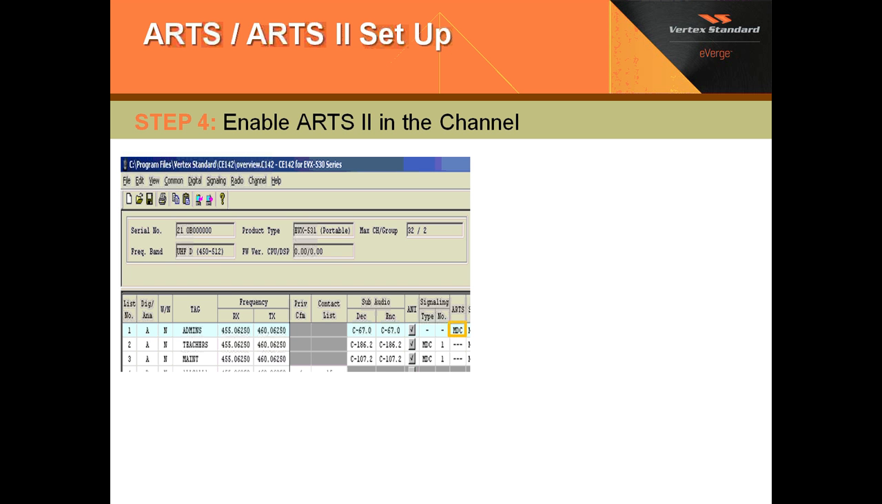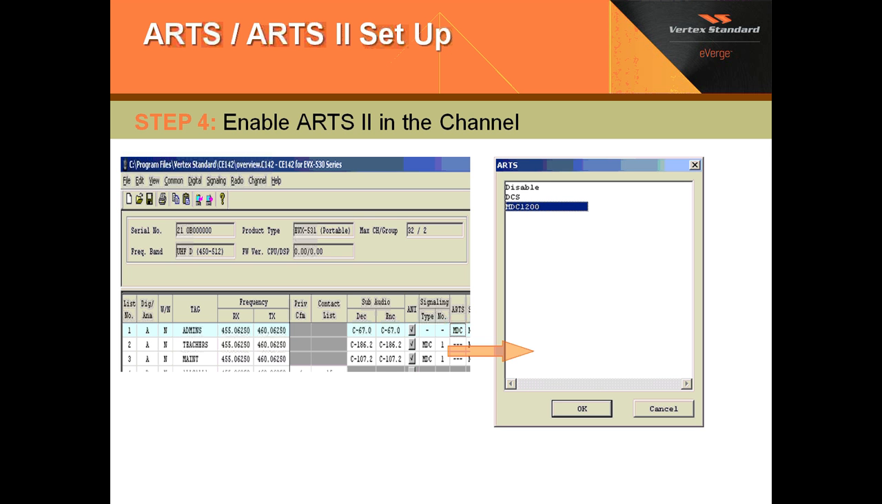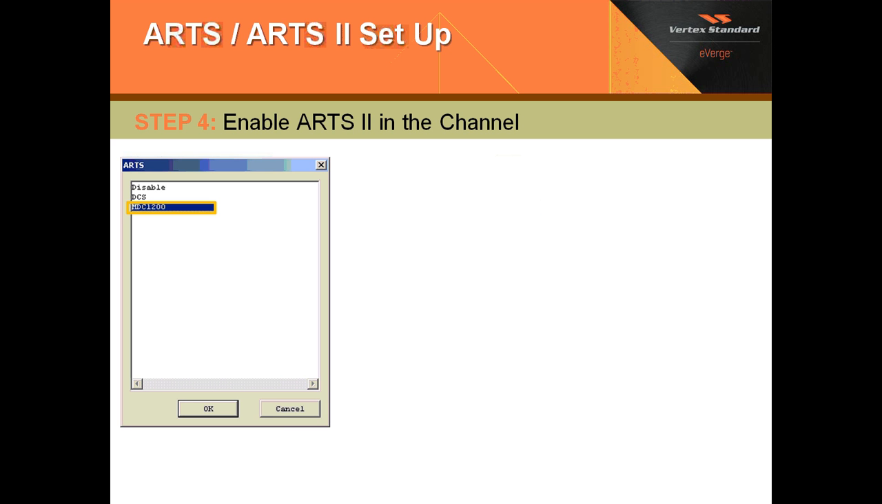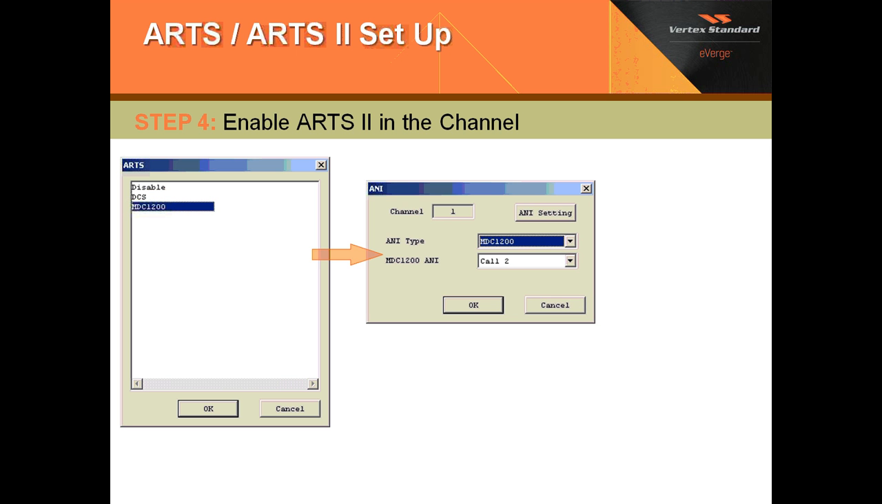And then under ARTS, you can see that we've selected MDC. When you select MDC from this list, once you've double clicked or pressed enter, this window will pop up. You select MDC 1200, and once you've done that, this old familiar ANI screen pops up, and you'll then select what call you're going to be using from your call list that you've set up previously for your ANI that's going to go out with your ARTS 2.